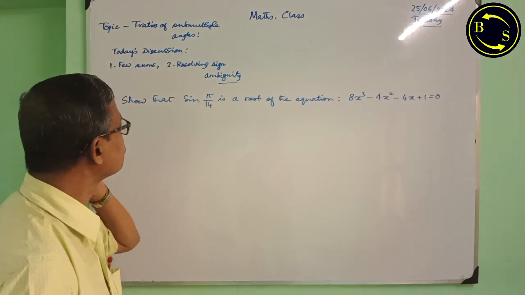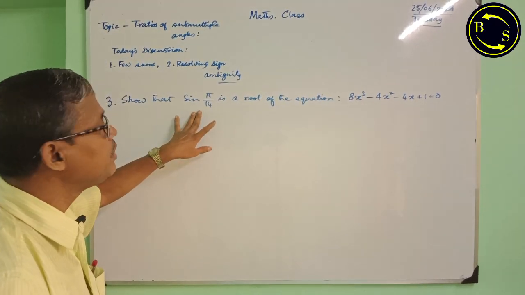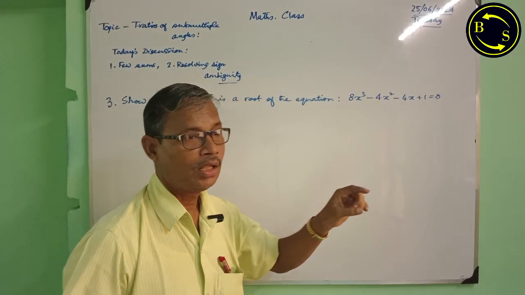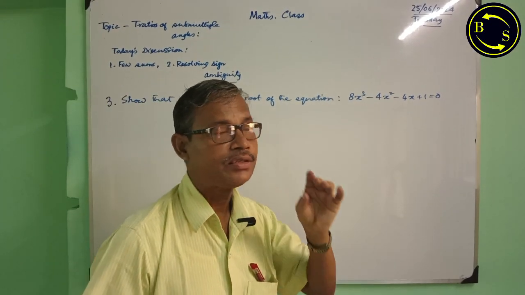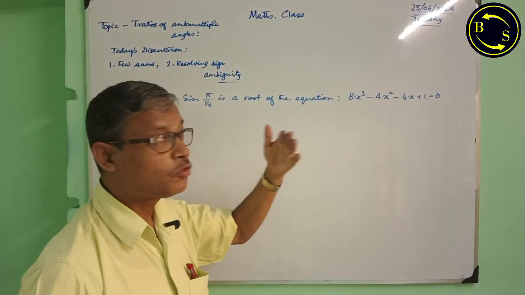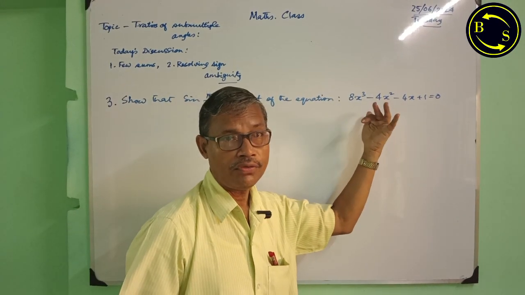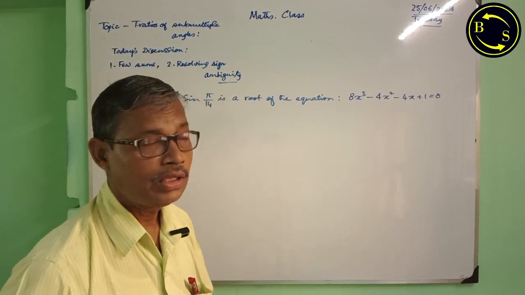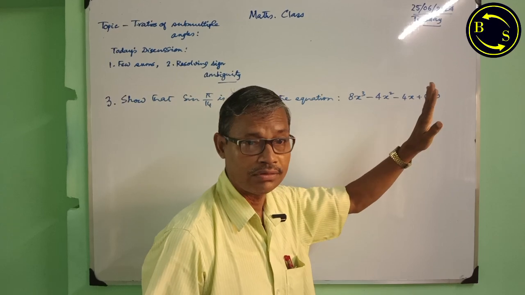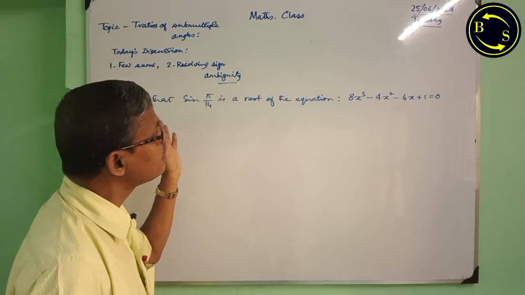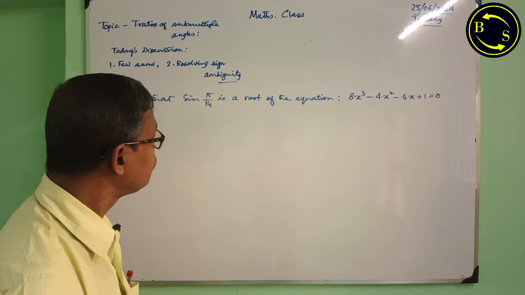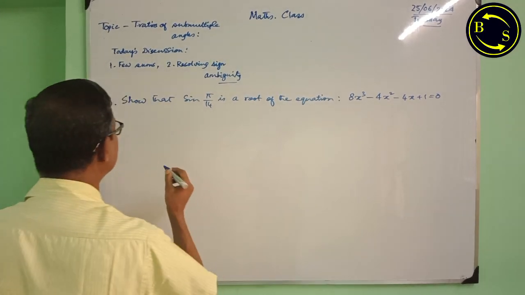Now in this sum, we have to show that sin pi by 14 will be a root of this equation. The general concept is, if the root is given, we put that value in the variable and calculate and see whether it is satisfying the equation. But in this case, it will be troublesome. For that, you will see how I solve this one.